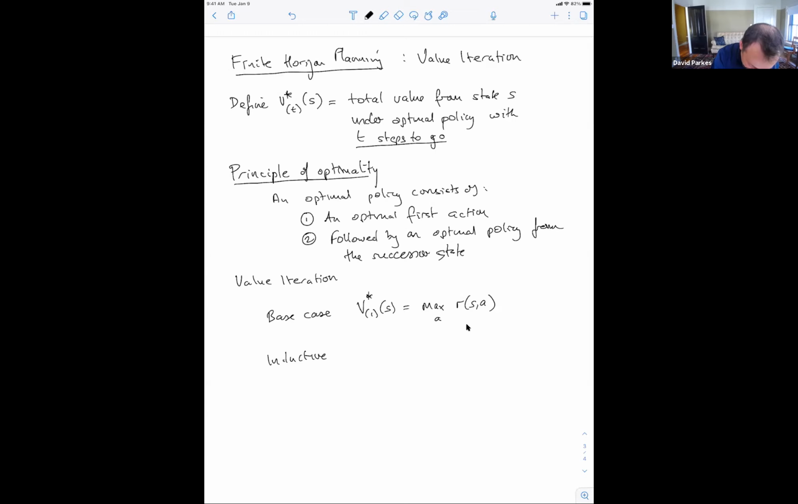Inductive case. So now let's use what we've solved about fewer than t plus 1 steps to go to solve for t plus 1 steps to go. And here's where we use the principle of optimality.